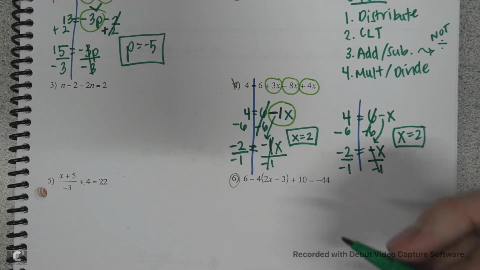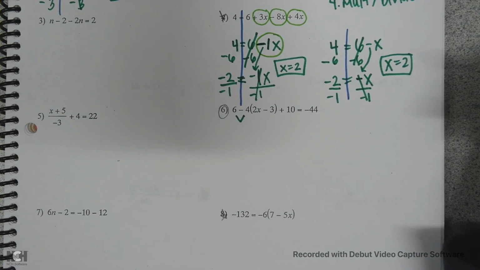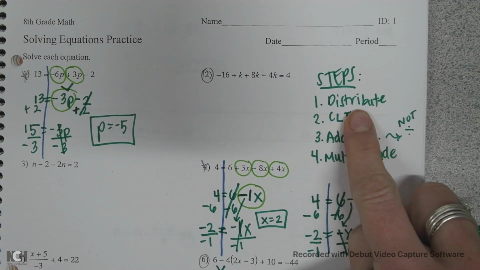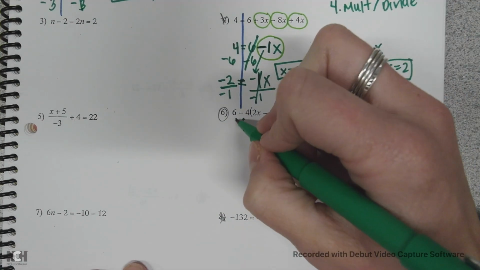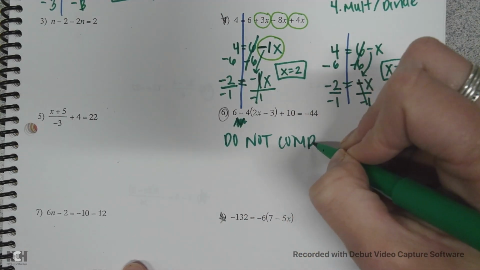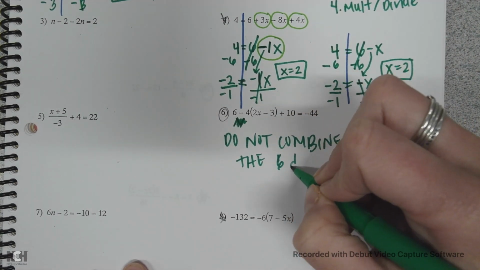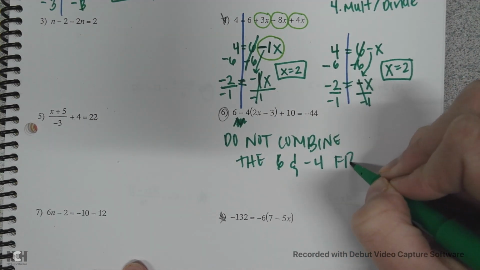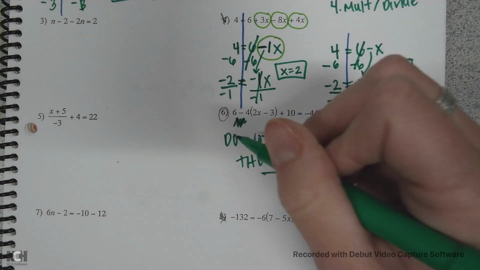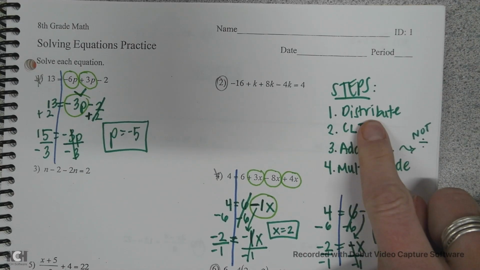Okay, let's look at number 8. One thing about number 6 is on your assignment. Remember, do not combine those first. The first step is distribute, so please distribute first. You will get a very different answer if you do this. So do not combine the 6 and -4 first. Okay, don't do that. And you don't need to write this there. Just a note for you guys. Don't do it though. Please start with distribution.